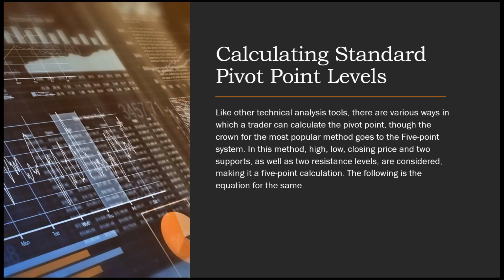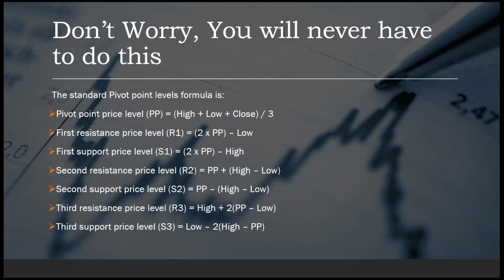respecting current volatility. Like other technical analysis tools, there are various ways in which a trader can calculate the pivot points. Though the crown of the most popular method goes to the 5-point system. In this method, high, low, closing prices, and two supports, as well as two resistance levels, are considered, making it a 5-point calculation. So I'm going to show you the calculations. You never have to calculate anything.